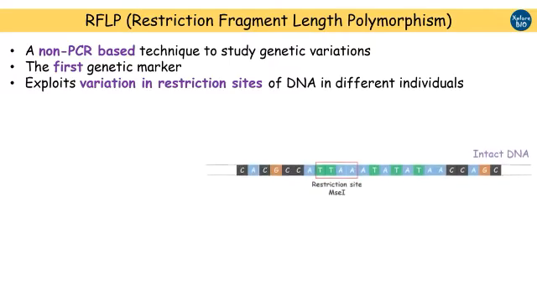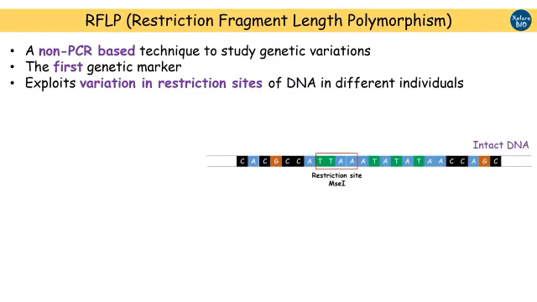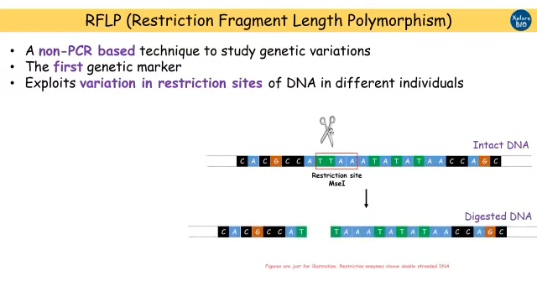Now, what are restriction sites? Restriction sites are 4 to 6 base pair sequences which are recognized and cleaved by specific restriction enzymes. But what are restriction enzymes?